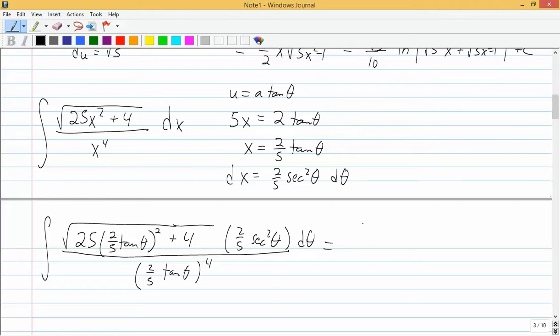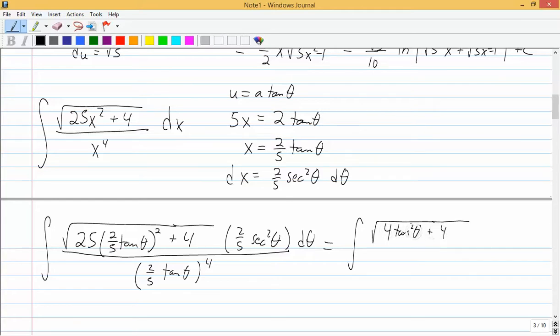Let's see what happens when you square 2/5 and multiply it times 25. That's going to be 4/25ths. When you multiply 4/25ths times 25, what do you get? 4. What's the trig function going to be? Tangent squared theta. And then I have what here? Plus 4. It's kind of funny how that works out, huh?